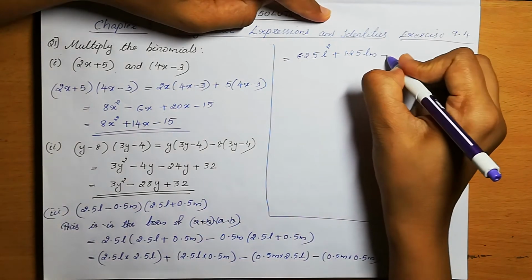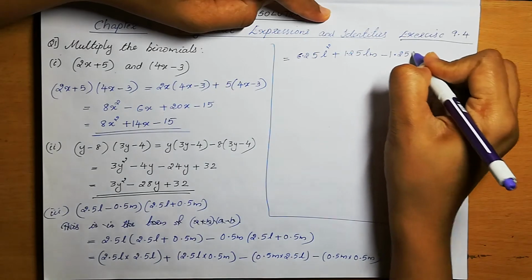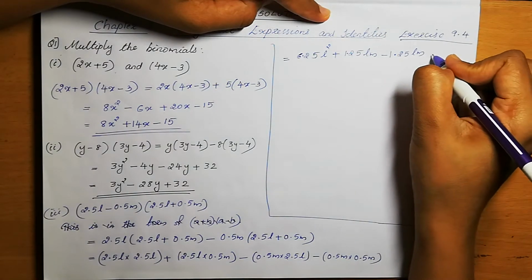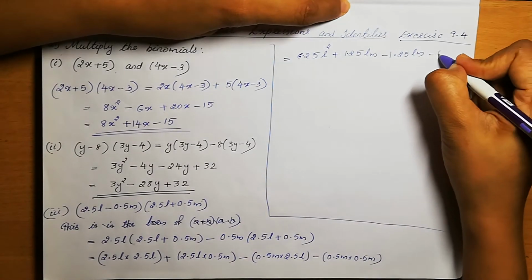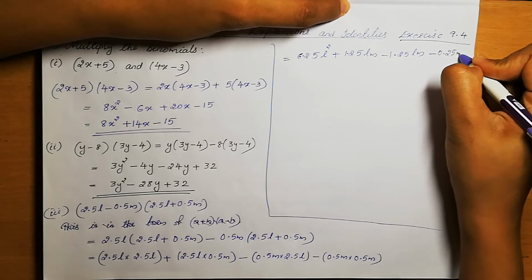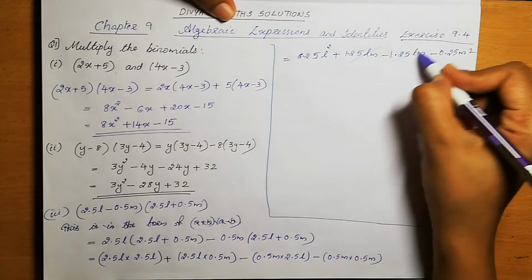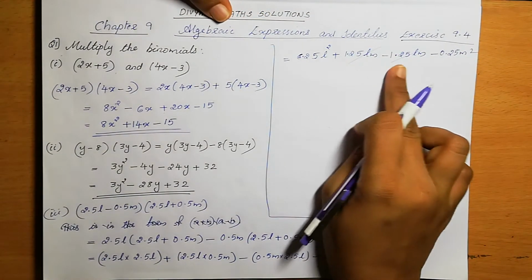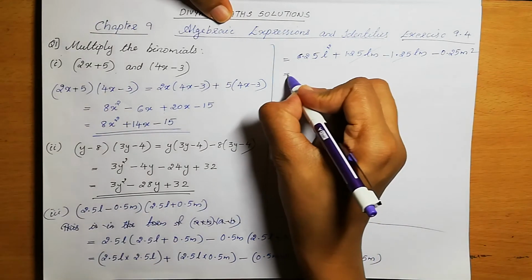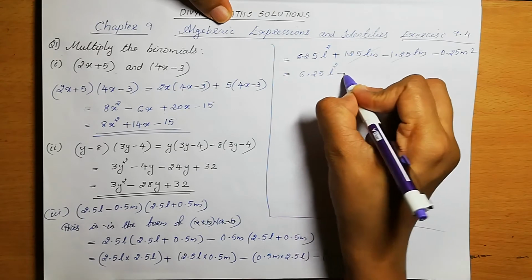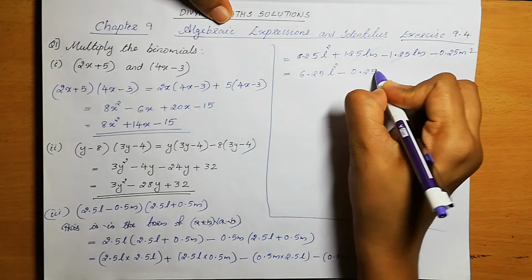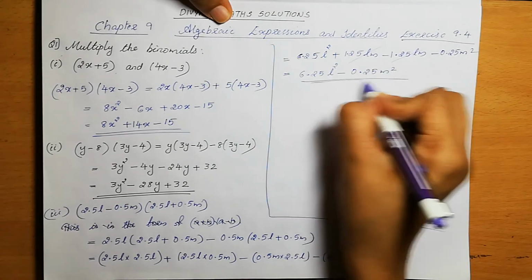Then minus, again 0.5 into 2.5, same only, right? That means minus 1.25lm minus 0.5 into 0.5. So 5 5s are 25. Two points means what? 0.25. M into m is m square. This one becomes 0, right? Plus 1.25lm minus 1.25lm is 0. So answer is 6.25l square minus 0.25m square is the answer.